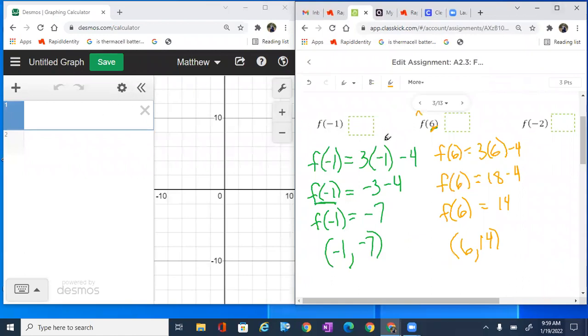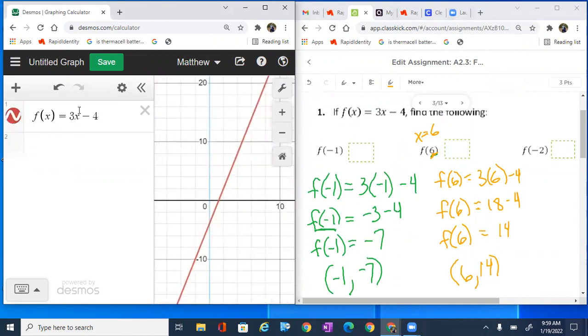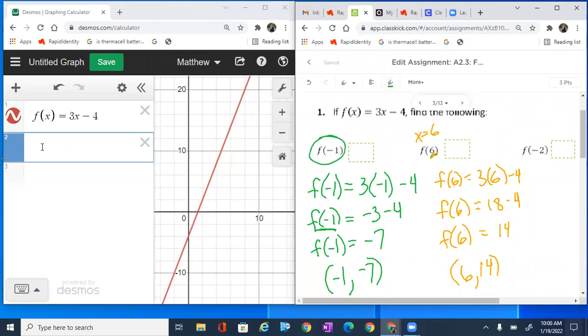So the first thing I'm going to do is type in our original function. So I'm going to type in f of x equals 3x minus 4. And there's a couple ways we can do this problem. Now that I've named the function in Desmos, going to this first one, which is f of -1, because it's named, I can come over here and type in f of -1. It will verify our answer for us, which is -7.